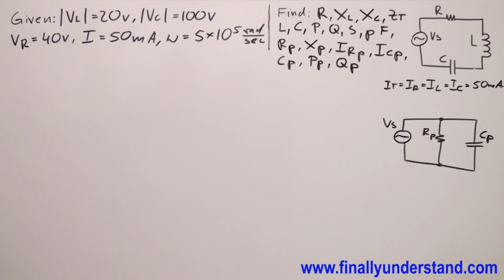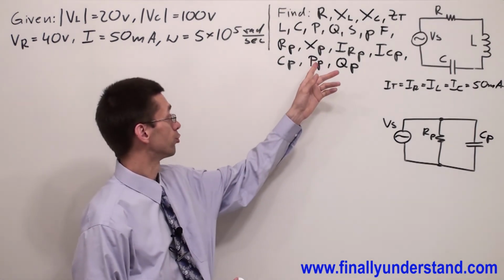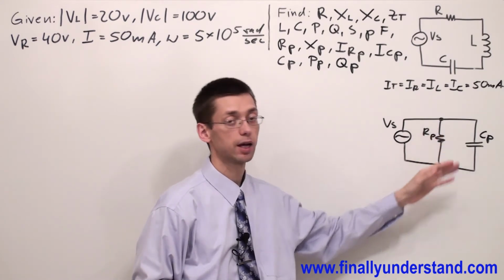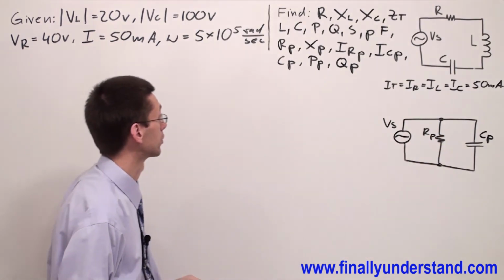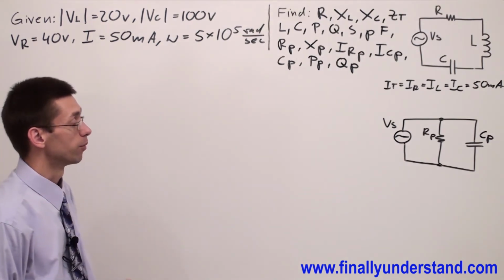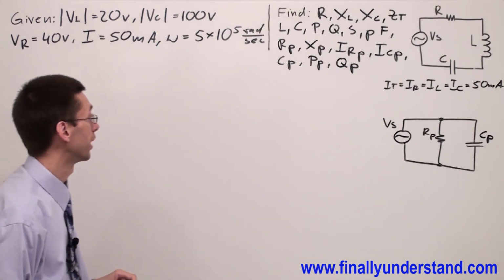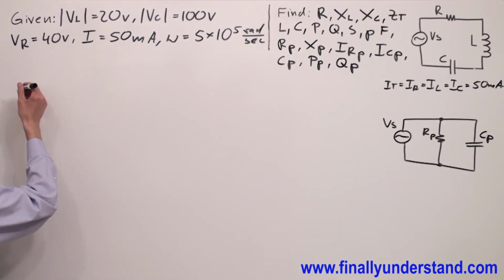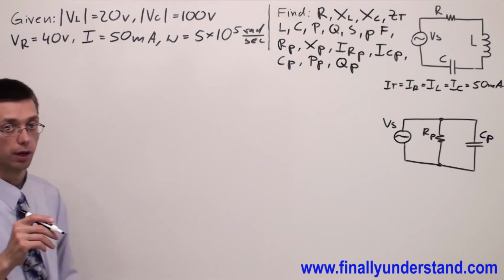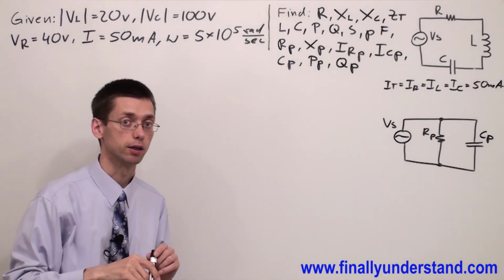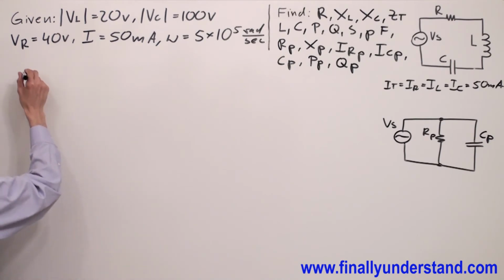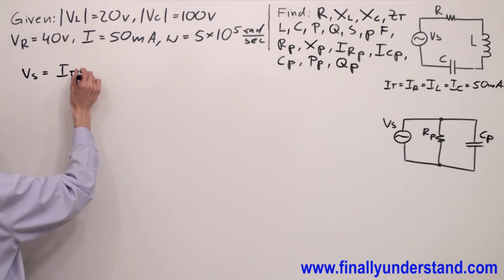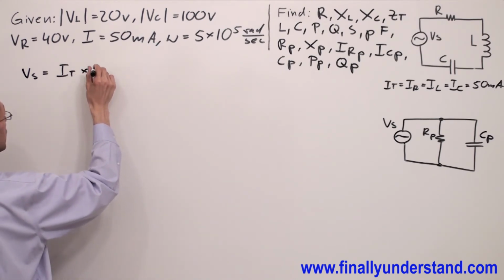Now we are going to look for currents which go through the resistor in the parallel equivalent circuit and capacitor in the parallel equivalent circuit. In order to make life a little bit simpler, I'm going to find the voltage source first. Keep in mind that we prefer to have the value of voltage source with angle equal 0. That's why I'm going to write that voltage source is equal I total times Z total.